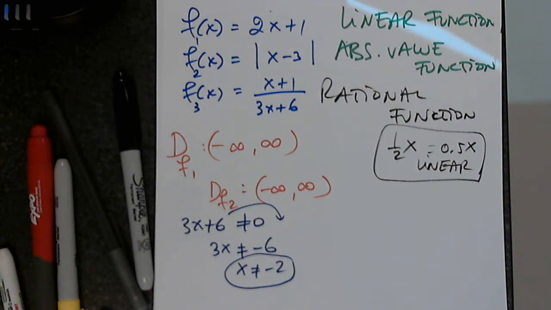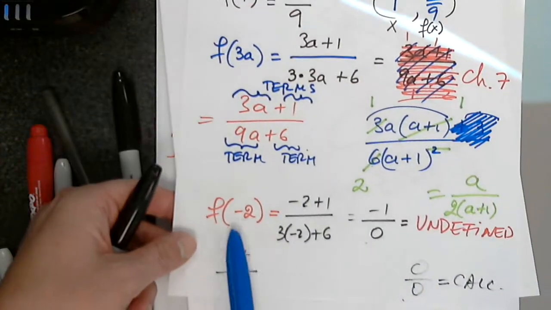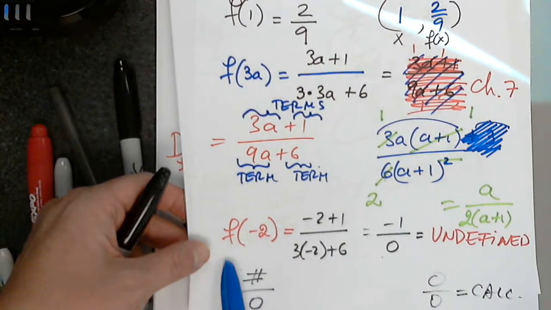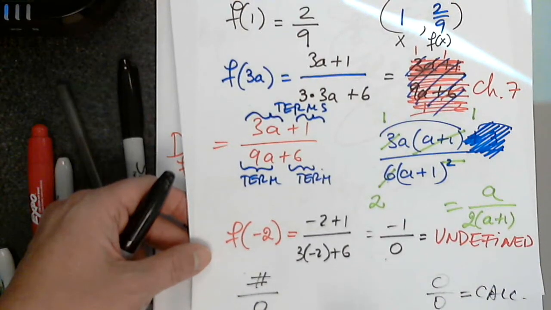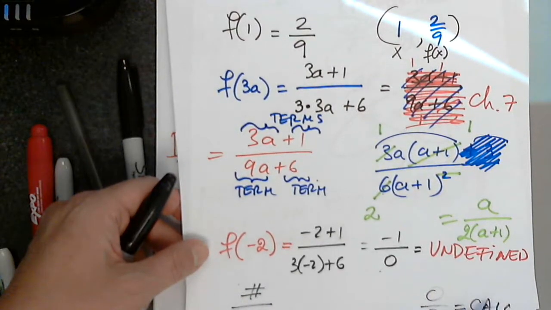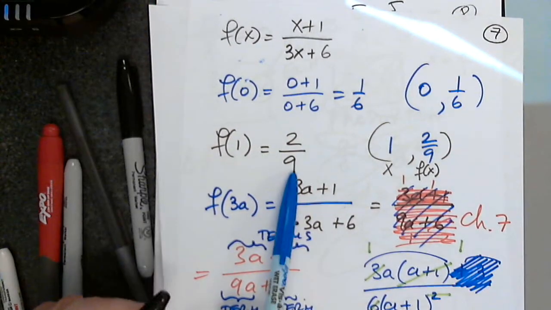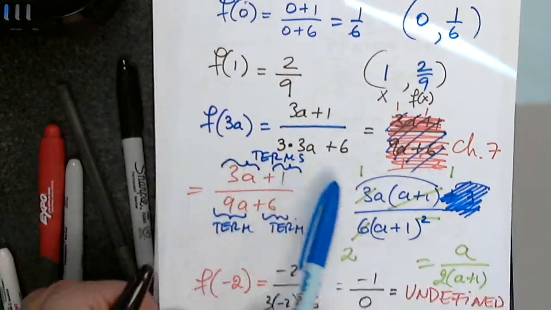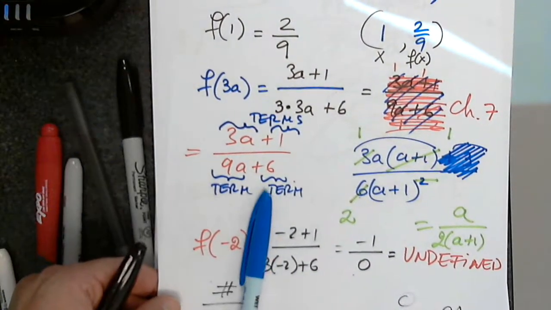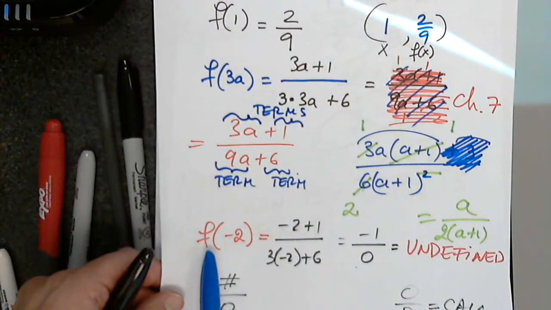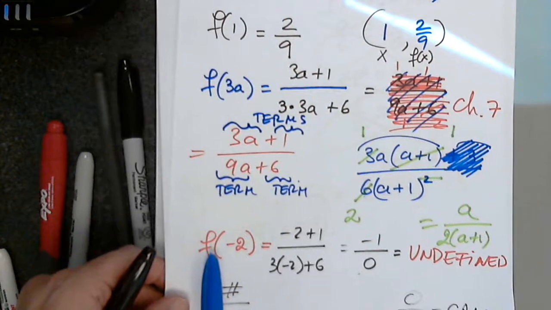Which x it cannot take? Exactly. And we saw that 2 pages ago. When I plug in -2, I cannot give you an output. If you say plug in -2, I'll say, I can't. If you say plug in 0, then I'll give you an answer. I'll give you 1/6. If you say plug in 1, okay, no problem, I'll give you 2/9. If you even force me to plug in 3a, I will give you (3a plus 1) over (9a plus 6). No worries there. But if you say plug in -2, I'll say, nope, nice try. I cannot give you a number.